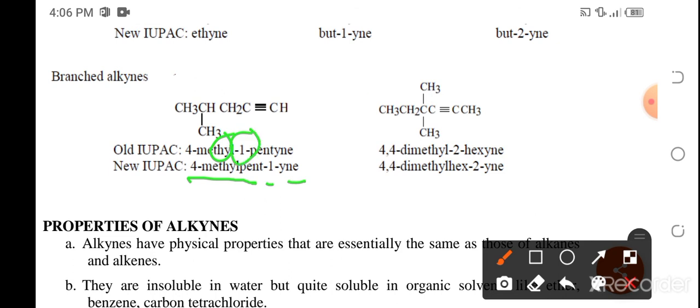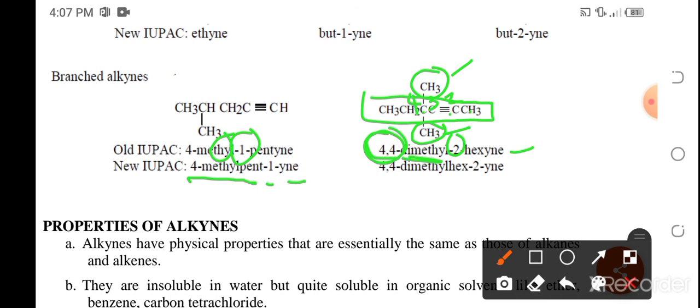Okay, and this one is 4,4-dimethyl-2-hexyne. Hexyne because there are 6 carbon atoms in the parent chain. 2 indicates that the triple bond is between 2 and 3. And then the remaining carbon atoms that are not included in the parent chain are methyl groups. There are 2 of them, so we are using dimethyl. We are using 4 as a locant, 4,4, because both of these methyl groups are attached on the fourth carbon atom of the parent chain.